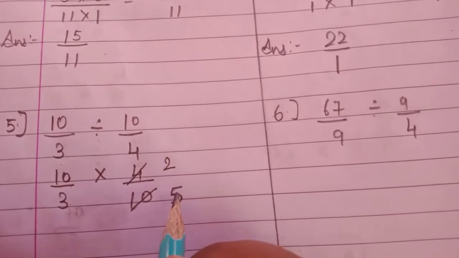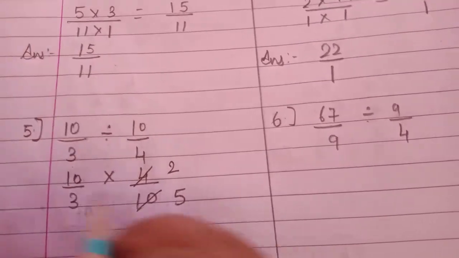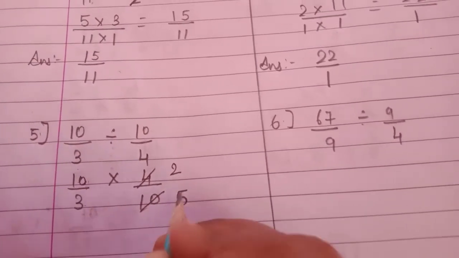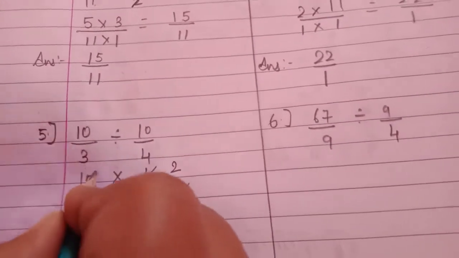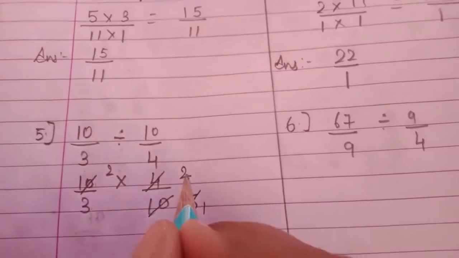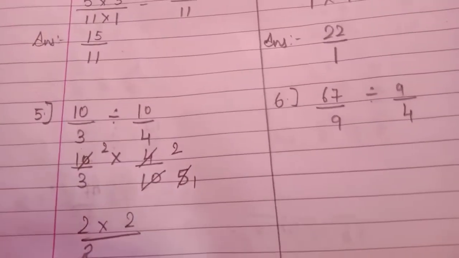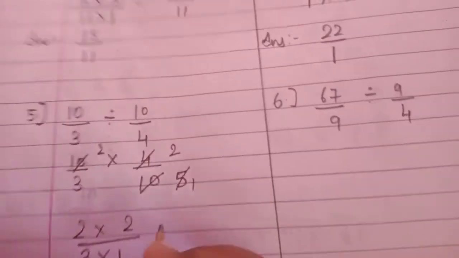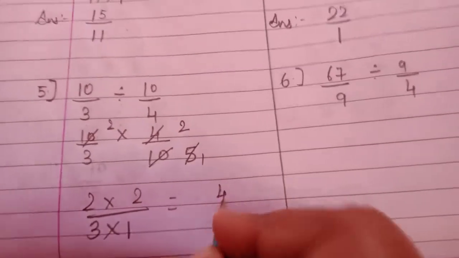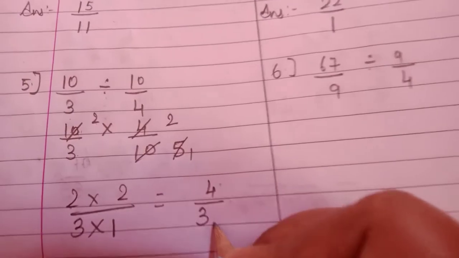And here see, in the opposite, 10 upon 5. In the 5 table 10 will come? Yes. So 5 1s are 5, 5 2s are 10. So now we will multiply. Now 2 multiply by 2 upon 3 multiply by 1. So 2 2s are 4, then 3 1s are 3. 4 upon 3.